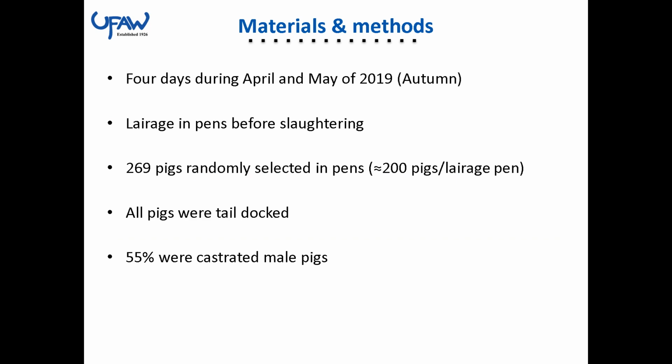The study was conducted in 4 experimental days during April and May of 2019 with similar weather conditions in a Chilean slaughterhouse. Data was collected in the layered pen containing approximately 200 pigs per pen, where the pigs were layered at the slaughterhouse before slaughtering. Data was collected from 269 study pigs randomly selected in the layered pen. All pigs had the tail docked, and all male pigs were castrated.